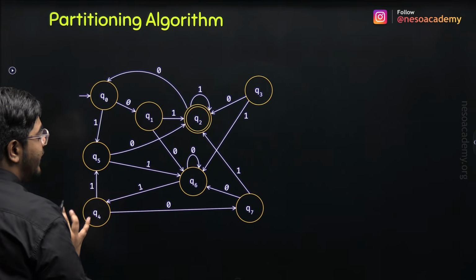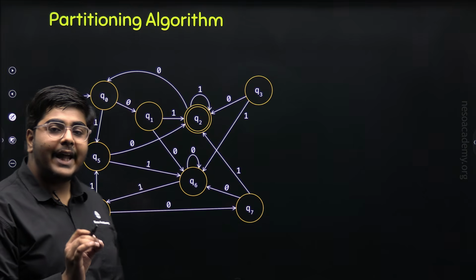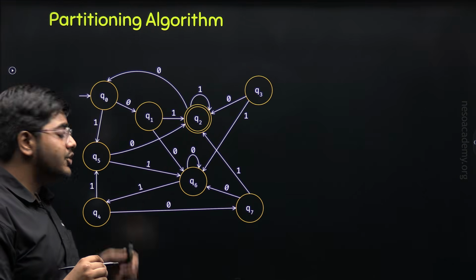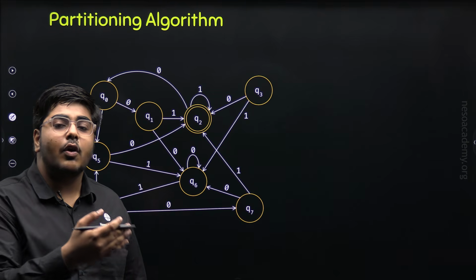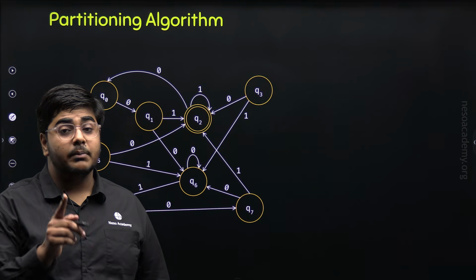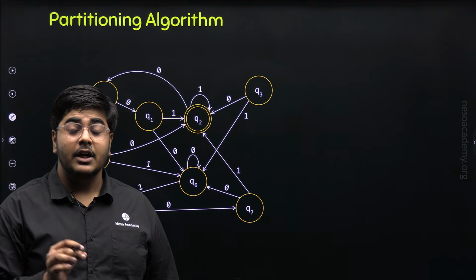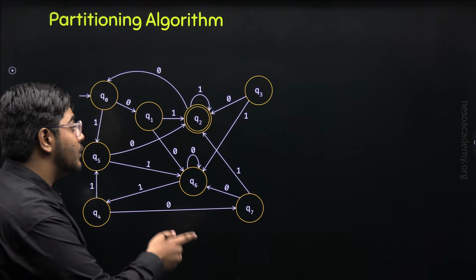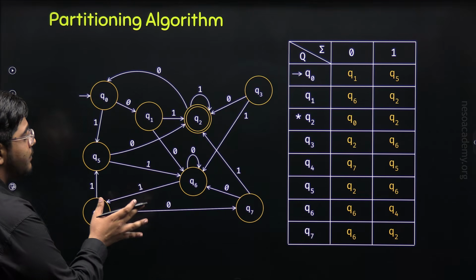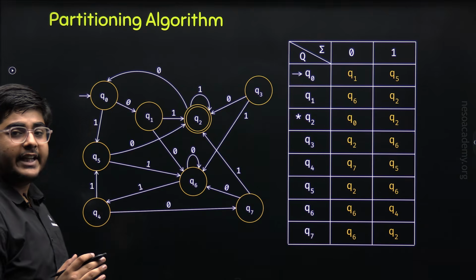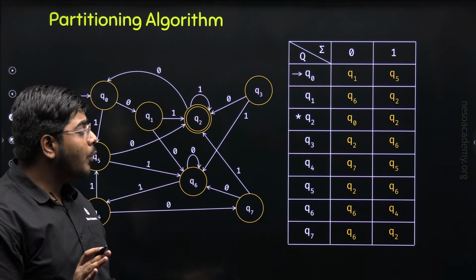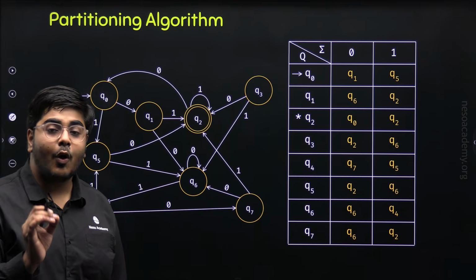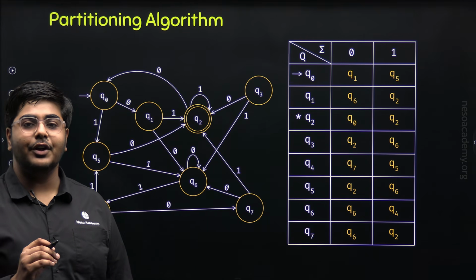So this is the DFA given to us, and before applying the partitioning algorithm, let's first convert this transition diagram of DFA into its corresponding transition table, because I have explained to you that the transition table is much simpler to understand. So this is the transition table corresponding to this transition diagram of DFA. And I hope you all know how to make this transition table. Now we are all set to apply the partitioning algorithm.